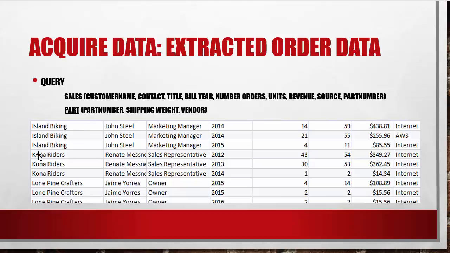In this case, you see what that report would be, and they'll probably do some kind of analysis of the revenue. So if you think about it, we might have customer name, contact, title, bill year, number of orders, units, revenue, and then the source. And if we wanted more information, we would link it up to this. As we get into Access, that'll become clear in terms of generating those query reports.